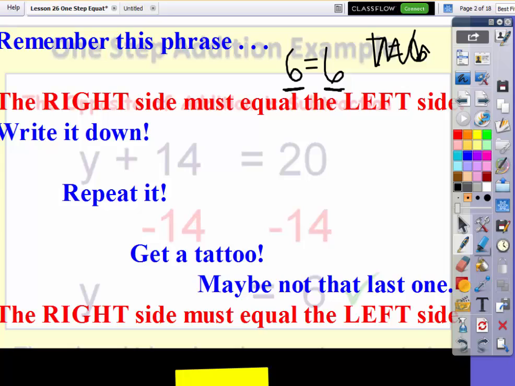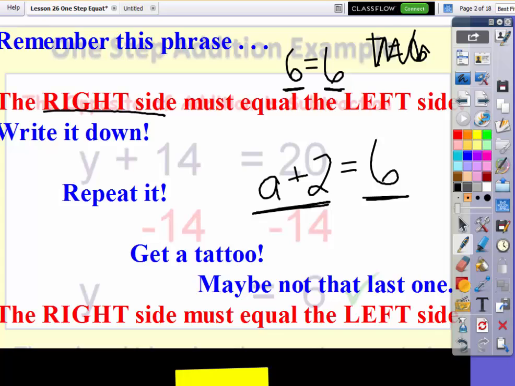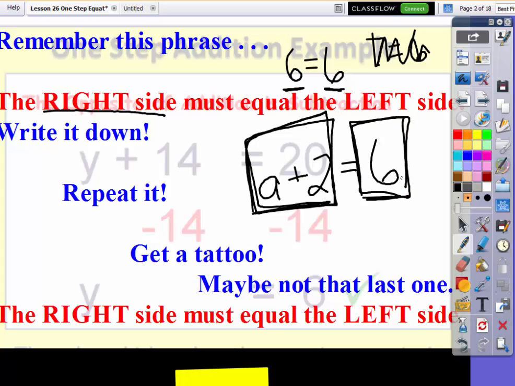So let's look at this example. If I have a plus 2 equals 6, I'm going to repeat this phrase because I remember it. The right side, so my right side 6 must equal the left side. Even though I don't know what a is, I know that a plus 2 equals 6 because my left side always equals that right side. Even though I don't know what a is, I know that these expressions are going to be equivalent or the same.